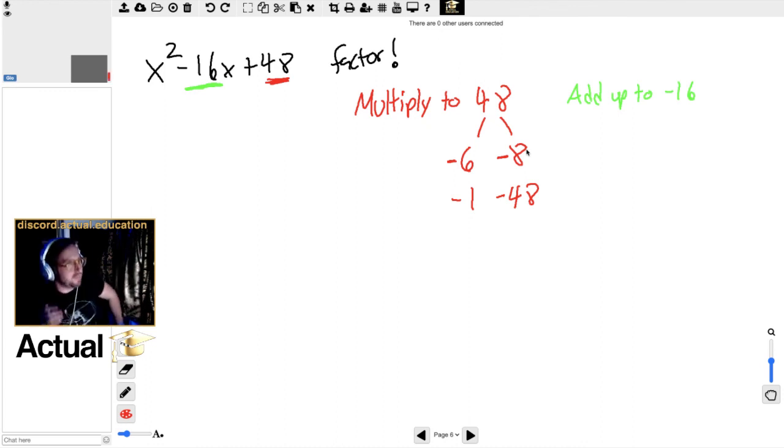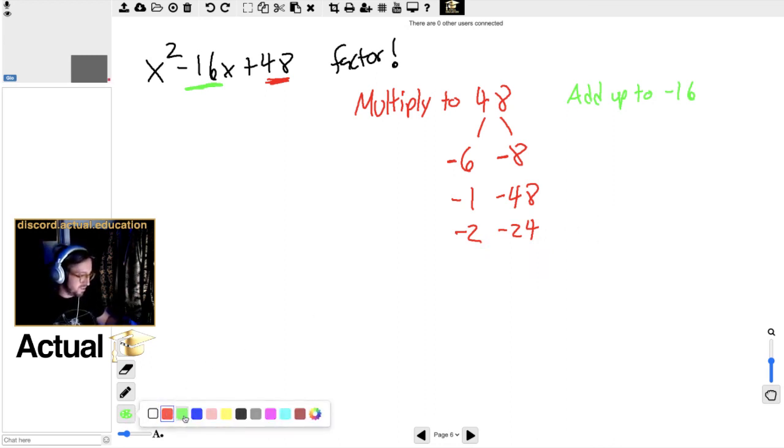Okay. So what about -2? What times 2 gets you 48? 24. Good. Very good. So we'd say -24, okay? But what do those add up to? What does -2 and -24 add up to? -26. Right? So -2 minus 24 is -26. This is -49. This is -14. So we haven't hit it yet.